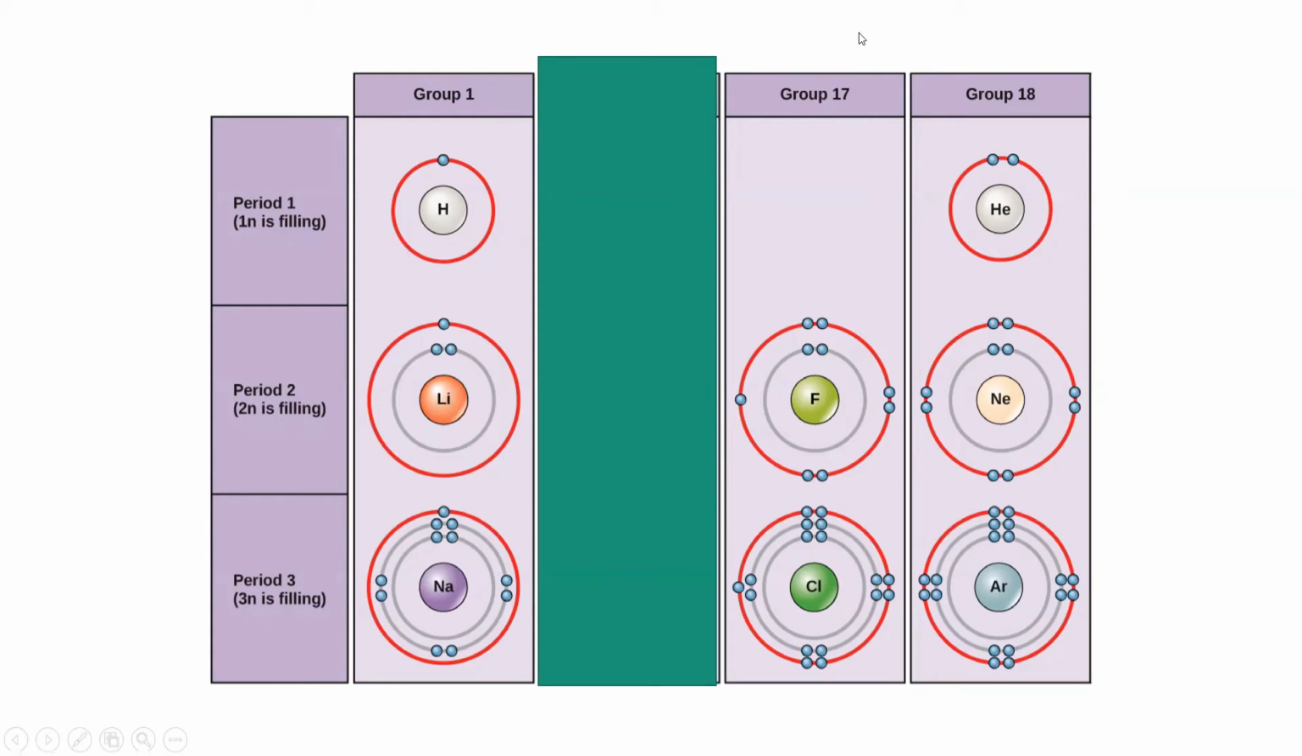For group 17, they have 7 valence electrons in the outermost shell. 2, 4, 6, 7. So all these elements are classified as group 17 because they have 7 valence electrons. For group 18, they have 8 valence electrons in the outermost shell. It is special for helium because helium only has 2 electrons. We'll see that later.